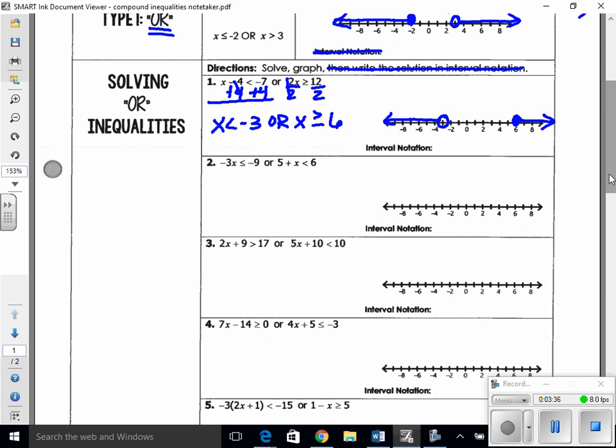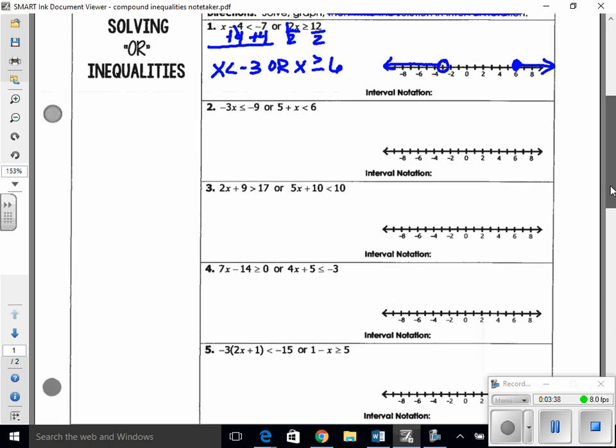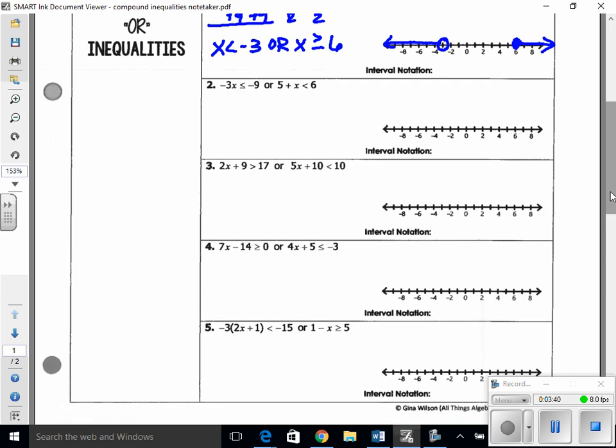All right, so jump down to number 3. These are two-step inequalities that are stuck in here, but you still do the same thing you normally would. So for the left side, we would need to subtract 9. That gives us 2x is greater than 8. We would divide by 2. We do not need to flip, so x is greater than 4. Bring the word "or" down and go to the other side and solve that one. So we need to subtract 10 first. That gives us 5x is less than 0.